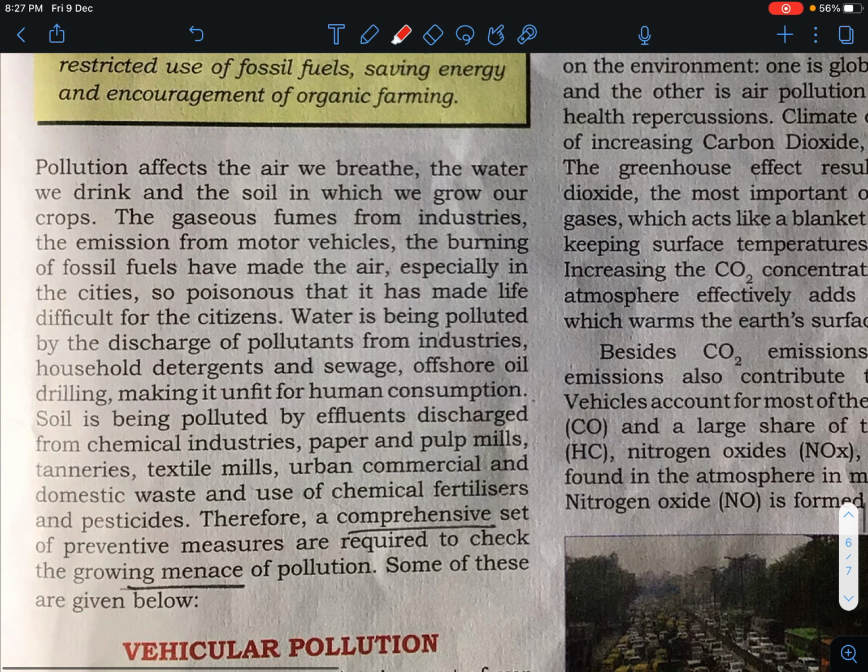Now, pollution affects the air we breathe, the water we drink, and the soil in which we grow our crops. As we already studied, pollution has a wide effect. It affects our air, our water, and our soil. If the air we breathe gets polluted, then we are breathing polluted air, so it is going to affect our health. Similarly, there is water pollution and soil pollution.